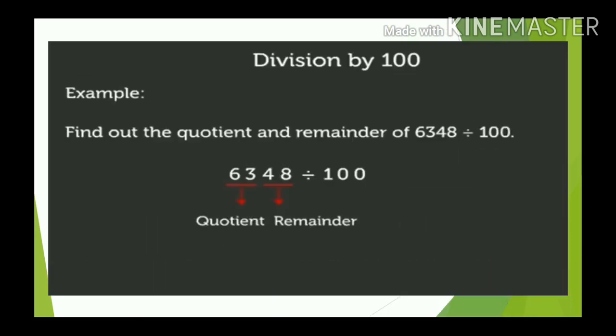Let's see another example. Find out the quotient and remainder of 6348 divided by 100. Here we see in 100 there are two zeros, so the last two digits, ones and tens, become the remainder and the remaining numbers become the quotient. So 48 becomes the remainder and 63 will be the quotient. Hope you understood this.